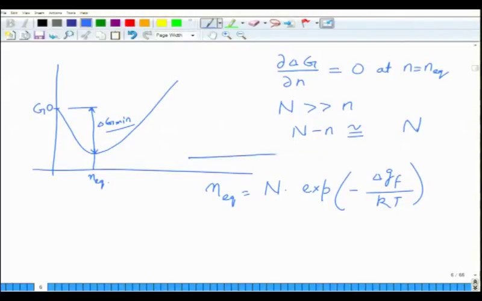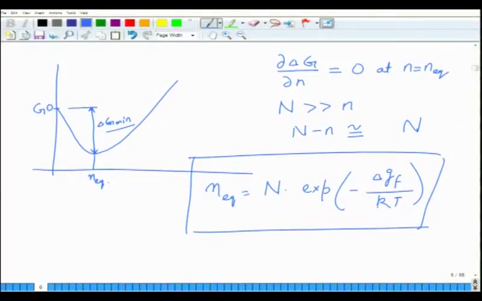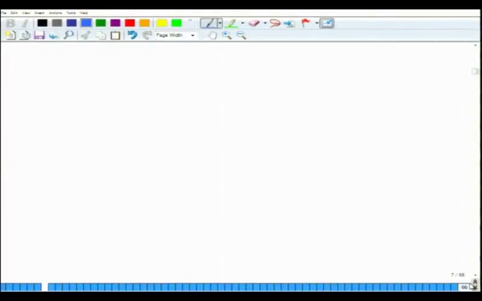This is the equilibrium concentration of vacancies that we calculate. What this expression shows is that the higher the energy of formation of vacancy, the smaller will be the vacancy concentration. The higher the temperature is, the larger the vacancy concentration will be; the lower the temperature is, the smaller the vacancy concentration will be. And that is why different materials show different vacancy concentration.